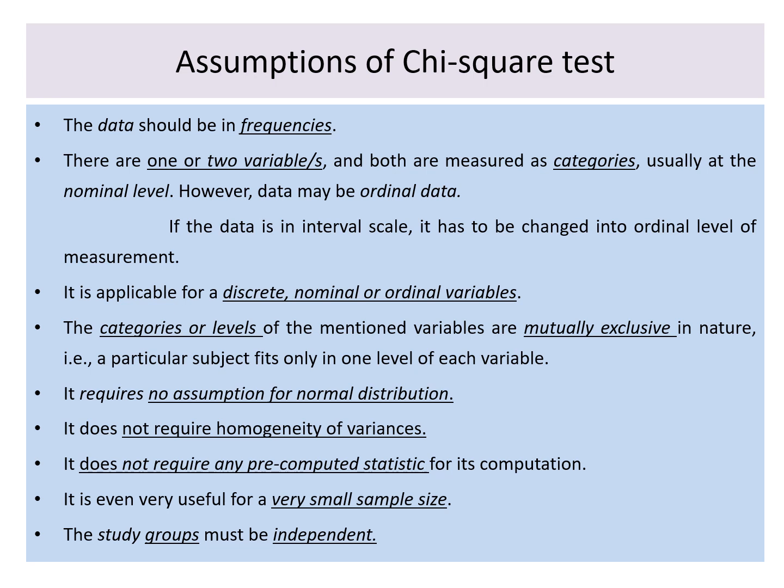Next assumption is there can be one or two variables in chi-square test, but remember, whatever the number, the variables should be categorical in nature, and it should be either in nominal or ordinal level of measurement. If your data is in interval scale also, you can change your data into the ordinal level of measurement, and then you can compute chi-square test. Chi-square test is applicable for discrete, nominal and ordinal variables.